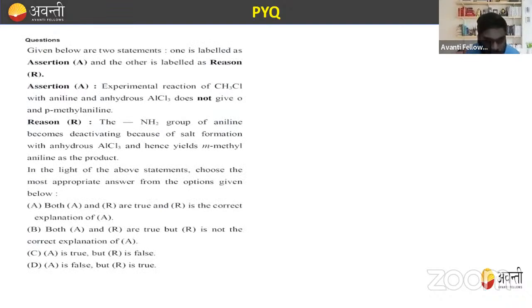Okay, the next question is also a statement based question. Assertion A and reason are given. What does the assertion tell us? Experimental reaction of CH3Cl with aniline and anhydrous AlCl3 does not give para-methylaniline. It is saying that you take aniline, just take aniline and treat this aniline with CH3Cl in the presence of AlCl3.